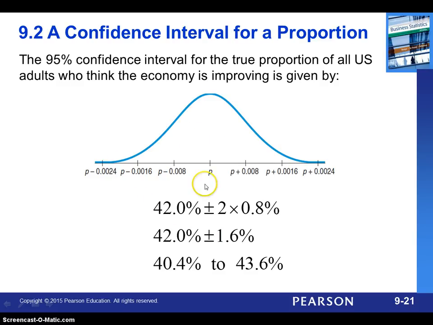The only number we have for p is p hat, which is 42%. Two standard deviations away from that would be 2 times the standard error of 0.8%. So we would get 42% plus or minus 1.6%, which is 40.4% to 43.6%. Again, we don't know the true proportion of people who think the economy is getting better, but what we can now say is that we have a 95% confidence interval that includes the numbers 40.4% and 43.6%.